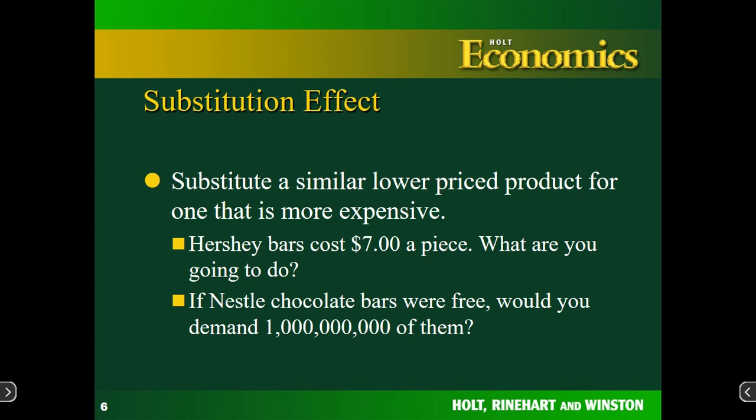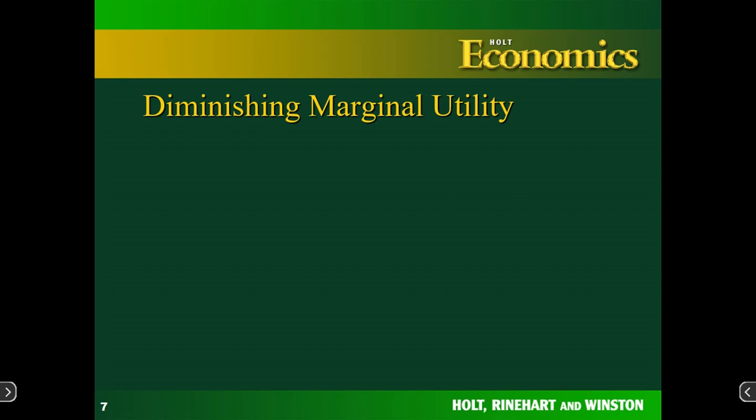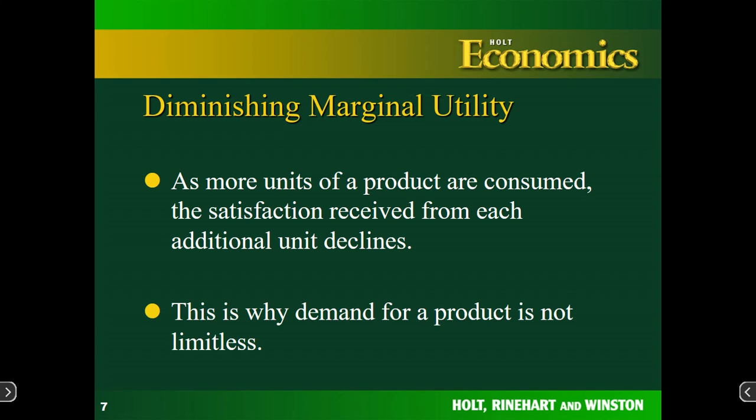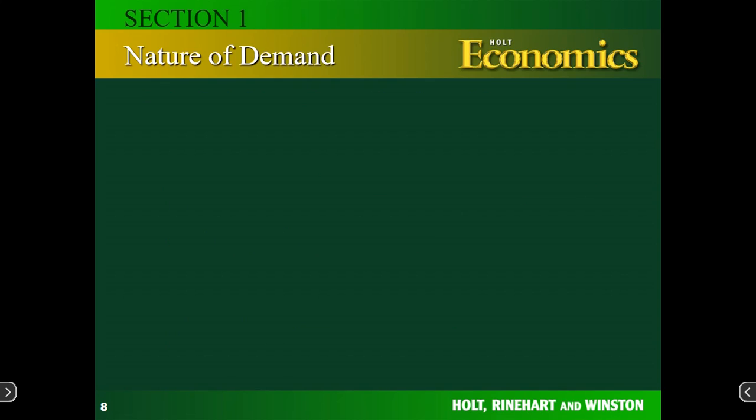If Nestle bars were free, would you demand 1 million of them? No, that's not even 1 million. That's 1 billion. Would you demand 1 billion? We both know the answer is no. And that is because of diminishing marginal utility. The more you consume of something, the less satisfaction you get from consuming it. And that's why demand for a product is not limitless. So the more you use something, the less satisfaction you get from it.